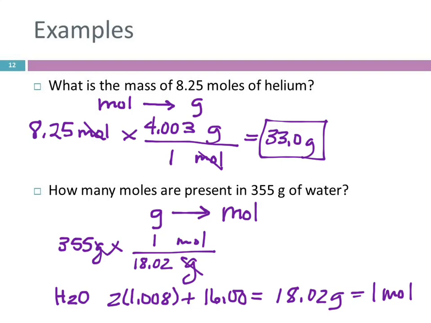18.02 grams, and so the 18.02 and the grams go together, and it's 1 mole. So 355 divided by 18.02. And this would also have 3 significant figures, so 19.7 moles. 355 grams of water is about the amount of water in a 12-ounce can of soda. So there's about 19.7 moles of water in a can of soda. Any questions?